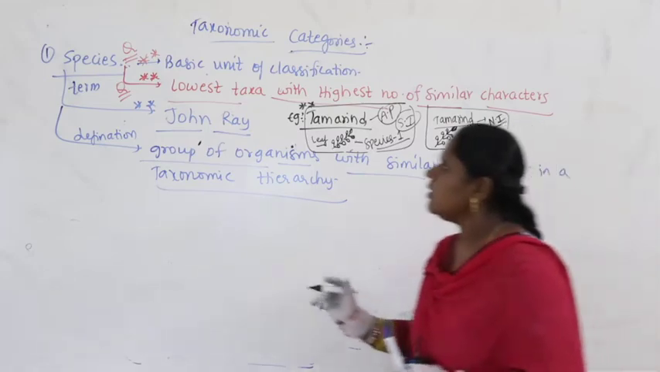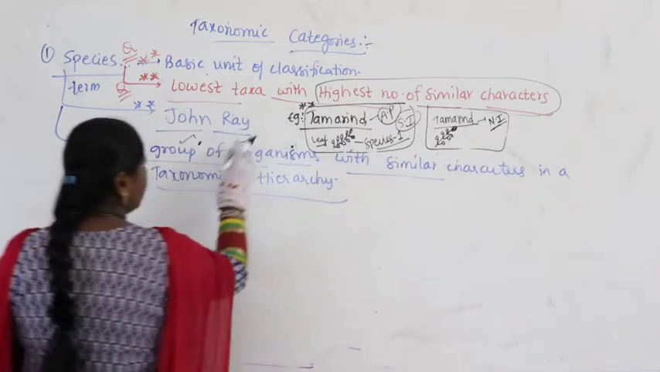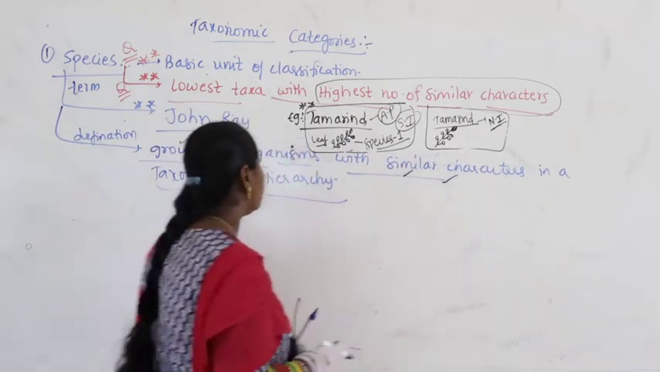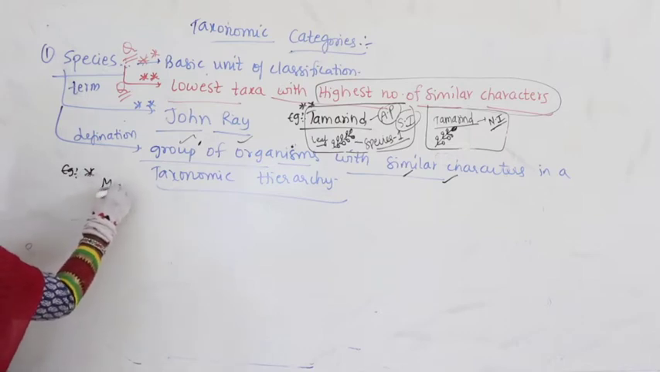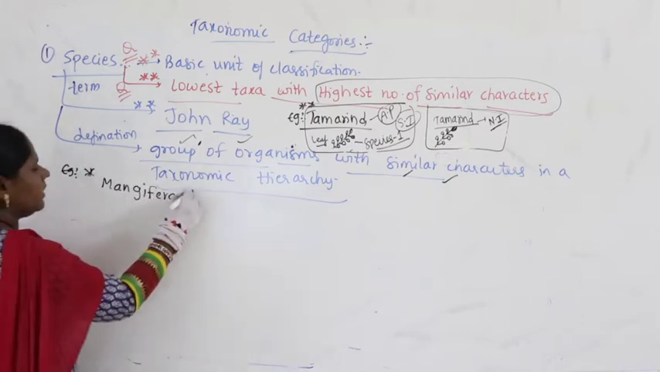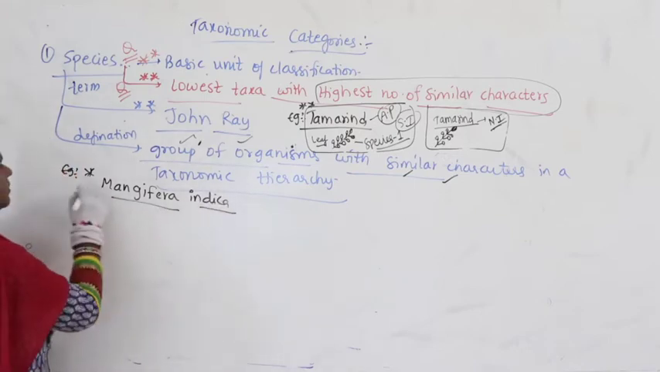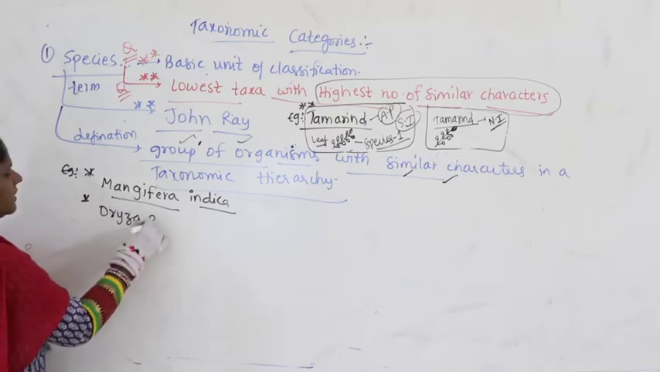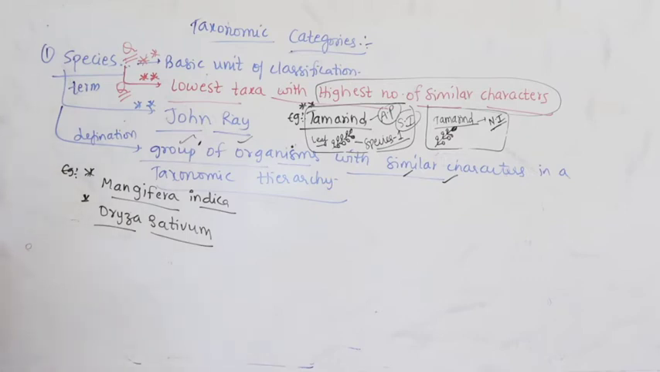genus. So, here, as it has the highest number of similar characters, a group of organisms with similar characters which exists in the taxonomic hierarchy is nothing but the basic unit called species. Let me give you examples. Let us take Mangifera indica. Mangifera is the genus name, and indica is nothing but the species name. Similarly, you can take Oryza sativum. Your textbook has so many examples, like Solanum tuberosum. That is about species.